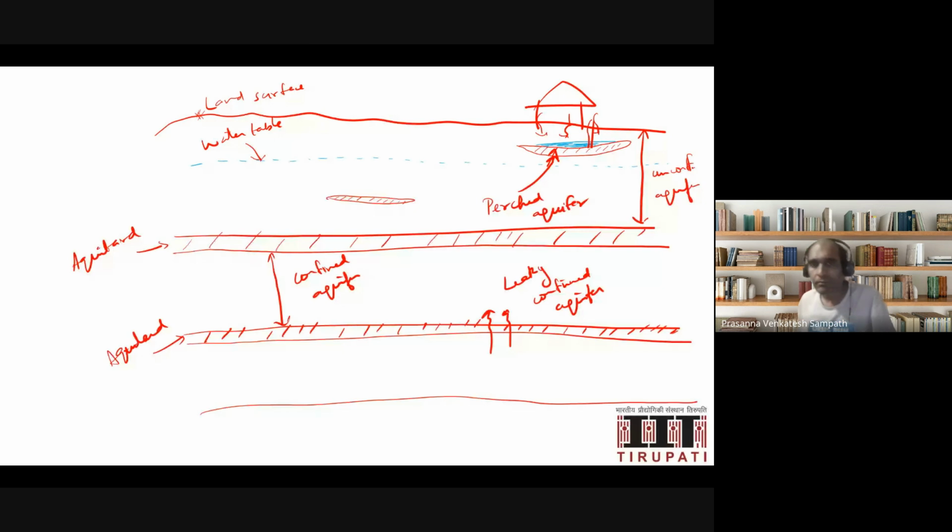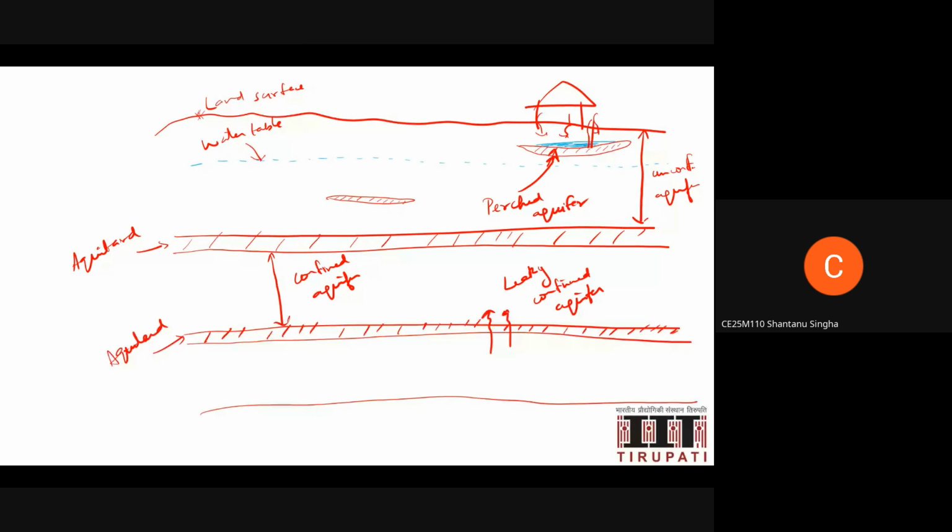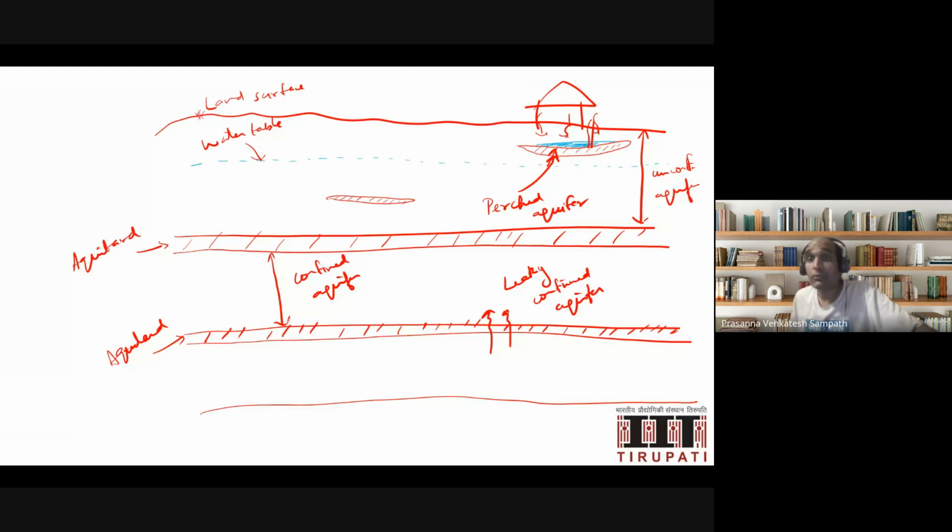Any questions? Yes, sir, go ahead. We can say that a porous aquifer is a subcategory of unconfined aquifer, and a leaky aquifer is a subcategory of confined aquifer. Absolutely. A perched aquifer, that's an excellent point. A perched aquifer is also an unconfined aquifer, right? Because there also the local water table that's present is at atmospheric pressure.